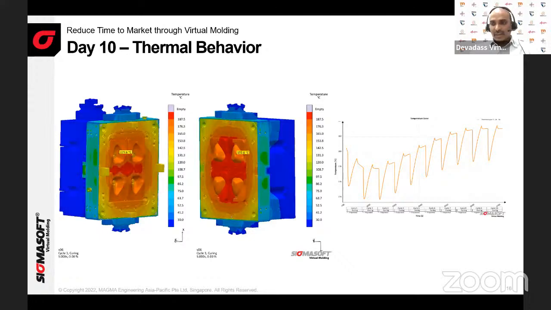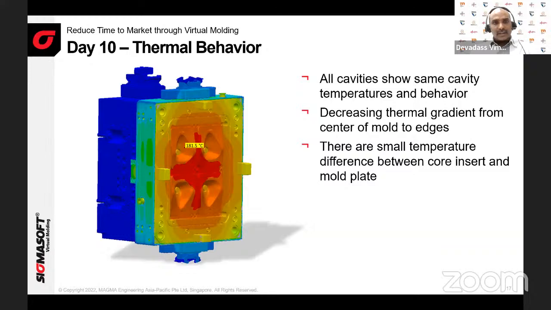And you can see the graph here. The temperature keeps on increasing at some stages. But based on this, the temperature on the cavities is actually quite okay. The cavities are quite stable, but we have some excess temperature at the center of the mold. So we have to optimize this.